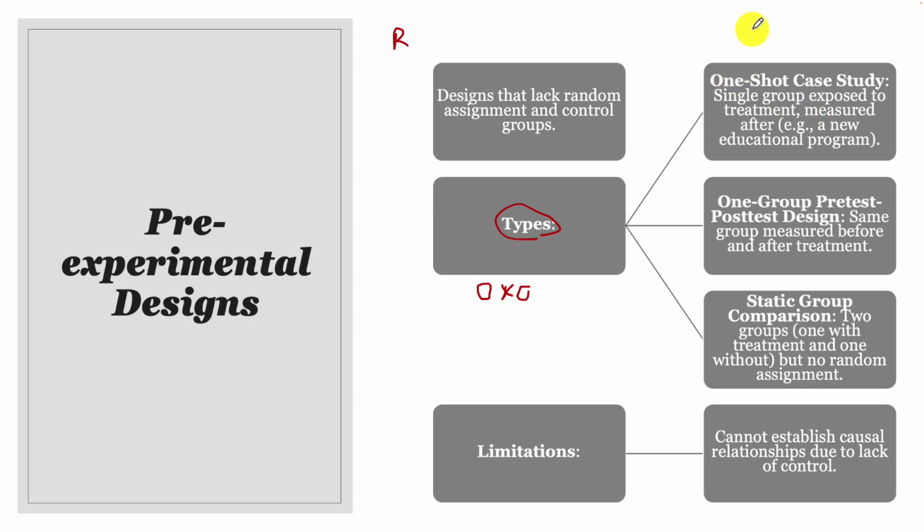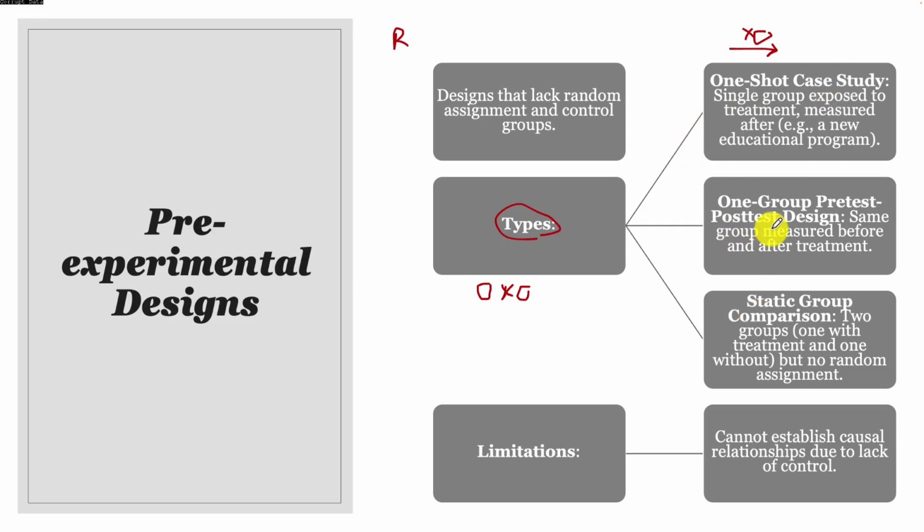This one-shot case study would look like this. One group, one measurement post. That's an X and an O, sorry. And time's going this way, right? And the other one is a static group comparison. And this is two groups, which is great. Now we have two groups, one with a treatment and one without, but no random assignment.